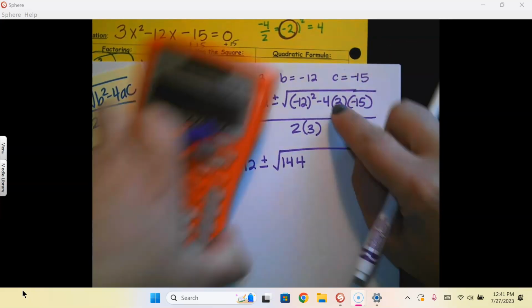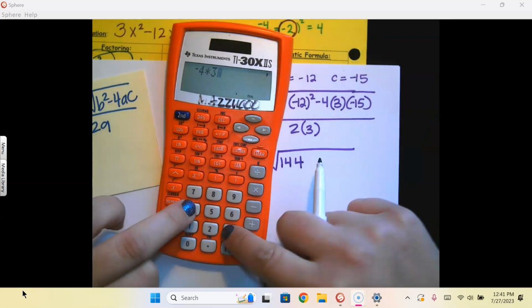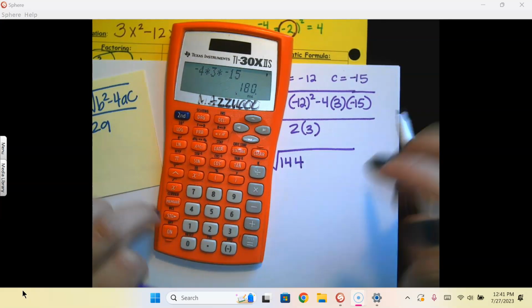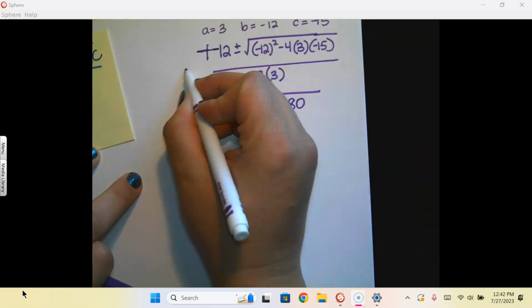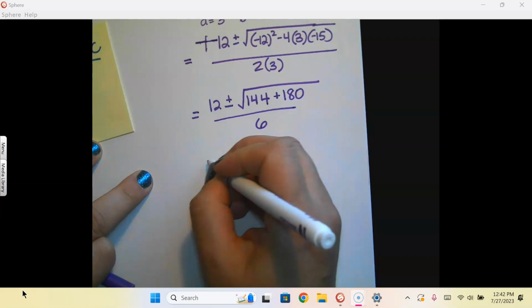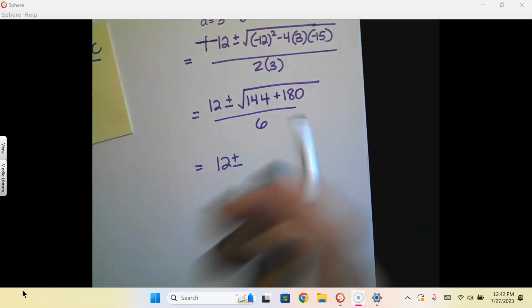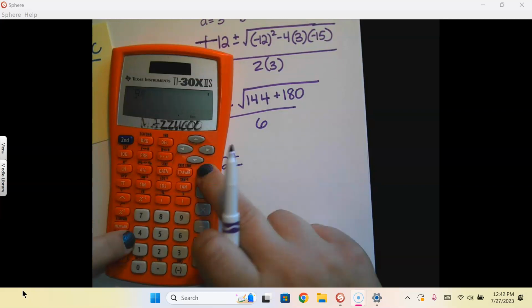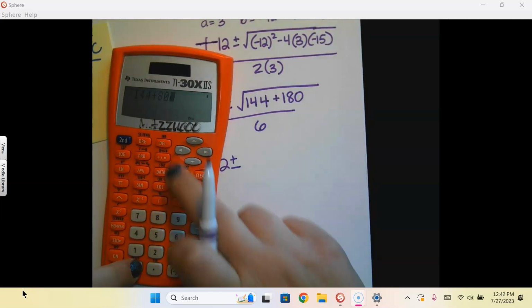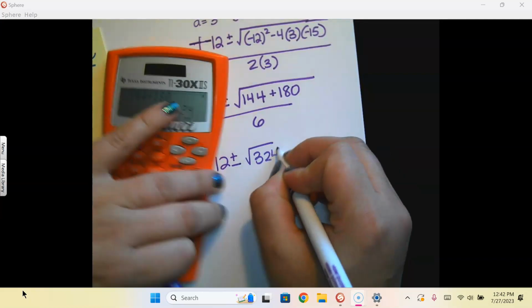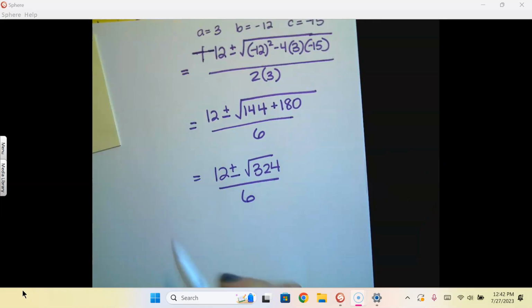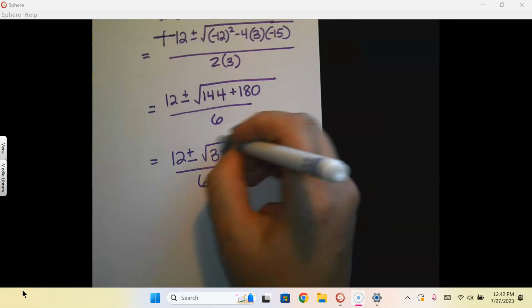Okay, then over here, we're going to enter this in as negative 4 times 3 times negative 15. And that is positive 180. 2 times 3 is 6. Okay, and then we have 144 plus 180, all over 6. Okay, we cannot do 12 divided by 6. I know it's so tempting. You have to simplify the radical.